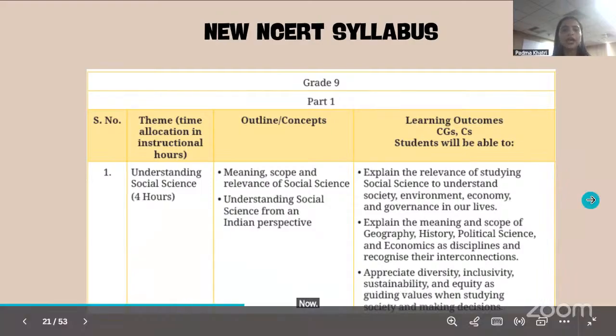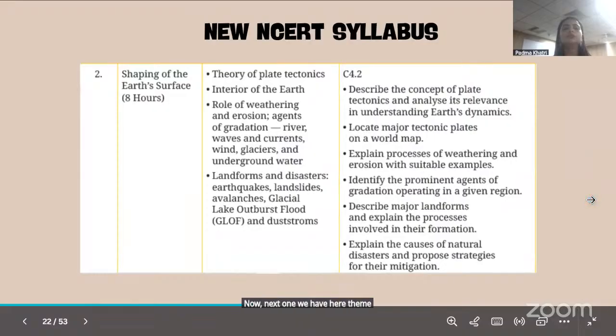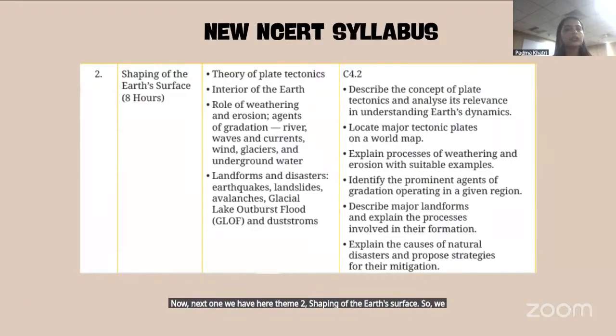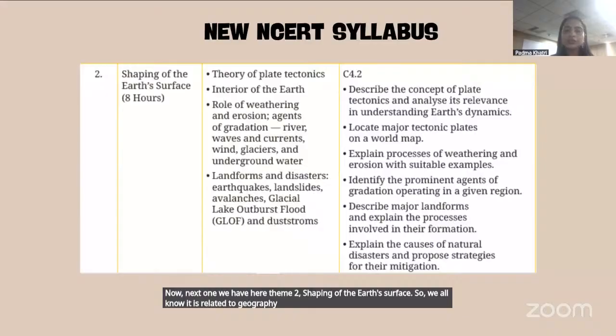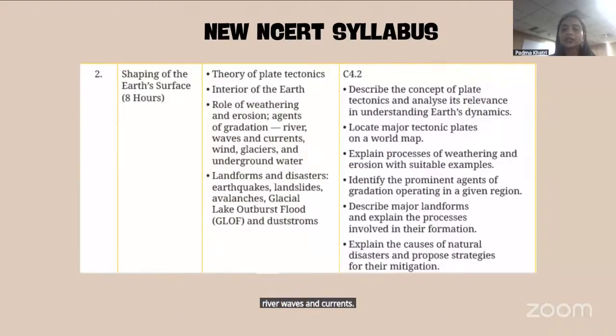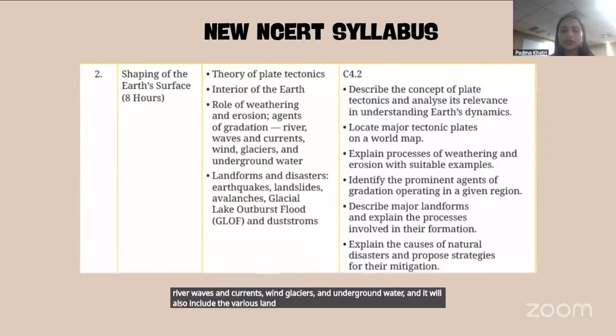Now, next we have theme 2, shaping of the Earth's surface. So we all know it is related to geography. This theme will include lessons related to the theory of plate tectonics, interior of the Earth, role of weathering and erosion, agents of gradation, river, waves and currents, wind, glaciers and underground water. It will also include various landforms and disasters, such as earthquakes, landslides, glacial lake outbursts, floods and dust storms, and so on.